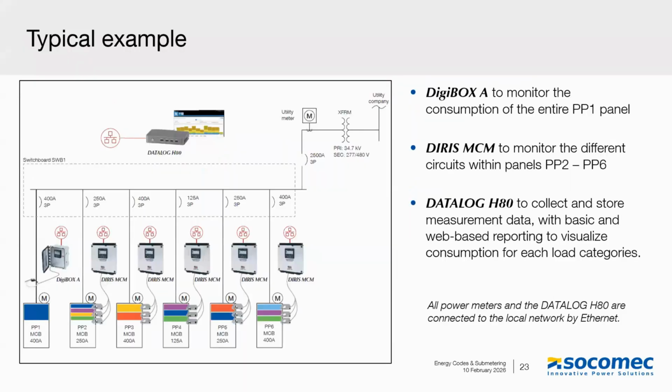And if we look at a typical example, if we go back to example number 2, this would be a typical example to meet energy code compliance. You have multiple panels. You have one panel here that only includes one load category, and then you have different panels with multiple load categories. This would be a solution: you use a Digibox A and you monitor the main feed of that panel using, for example, Rogowski coil CTs. And then you use the Dyrus MCM multi-circuit enclosed meter with different sets of CTs to monitor each circuit that is relevant in the panel.